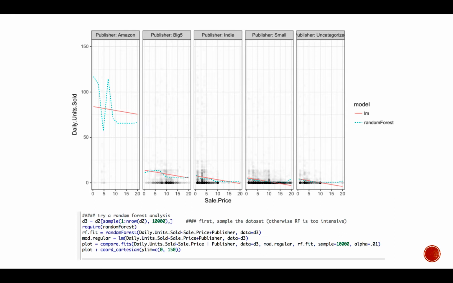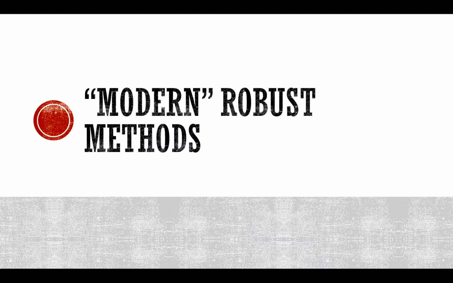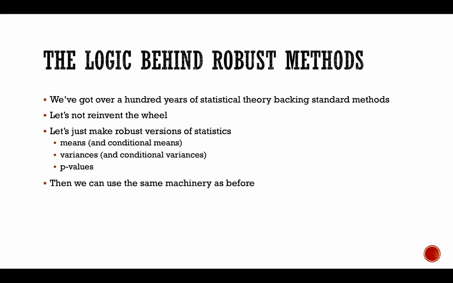All right, so now we get into modern robust methods. So here's the logic behind modern robust methods. We've got hundreds of years of statistical theory backing the way we do things now. So let's not reinvent the wheel. Let's just make robust versions of existing statistics. So instead of means or conditional means, we use trimmed means. So instead of variances or conditional variances, we use Winsorized variances.